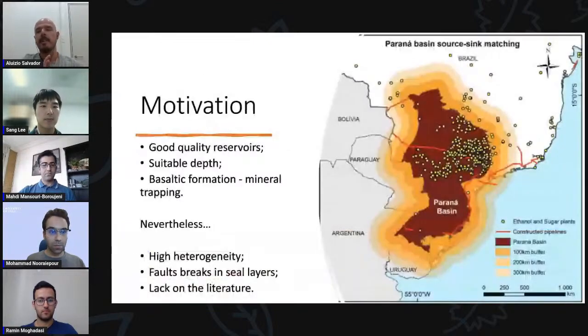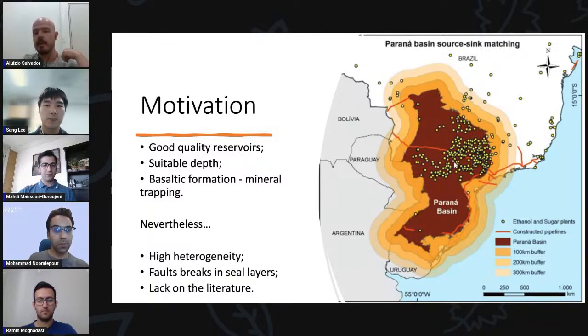Specifically, we're going to analyze rocks from the Paraná Basin, which is located mainly in the south of Brazil, but it also spans to other countries. In this map, we also have, in yellow dots, the ethanol and sugar plants that are believed to be the main source of carbon dioxide emission. So this good source-sink matching would make it easy to transport the carbon dioxide from the source to the sink, and it has encouraged a lot of reservoir characterization of these rocks.